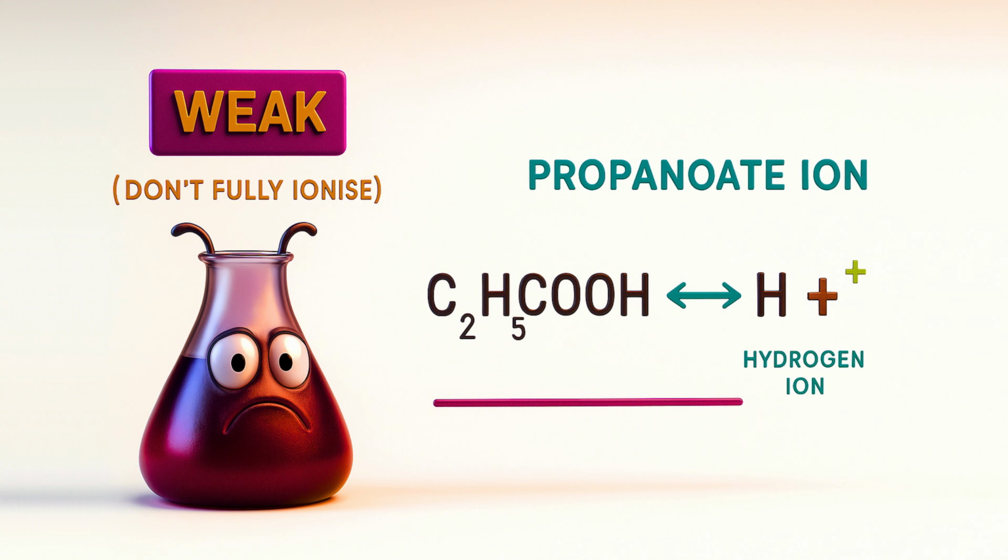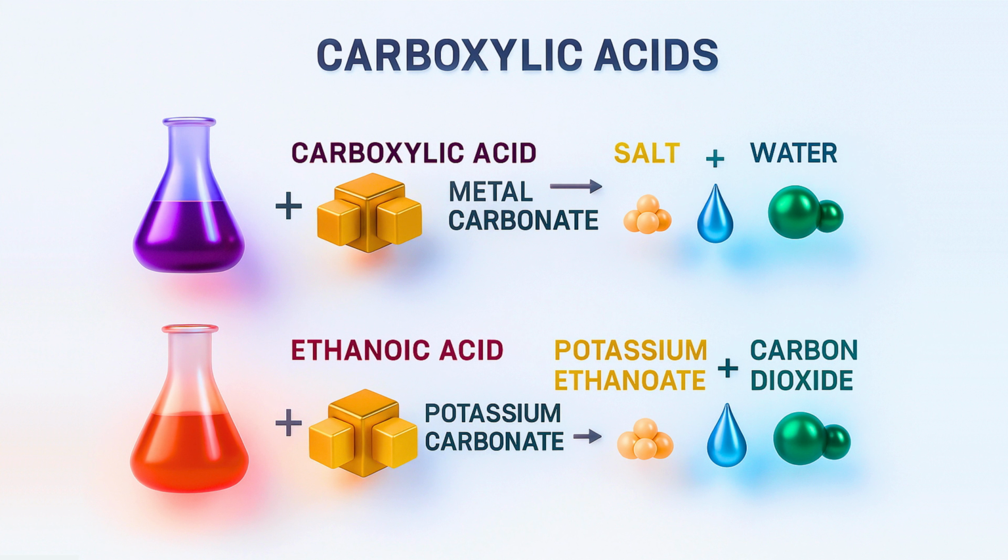Notice how the name of the ion changes. Instead of ending in anoic acid, the ion ends in anoate. This pattern applies to all carboxylic acids. Ethanoic acid becomes ethanoate, methanoic acid becomes methanoate, and so on.